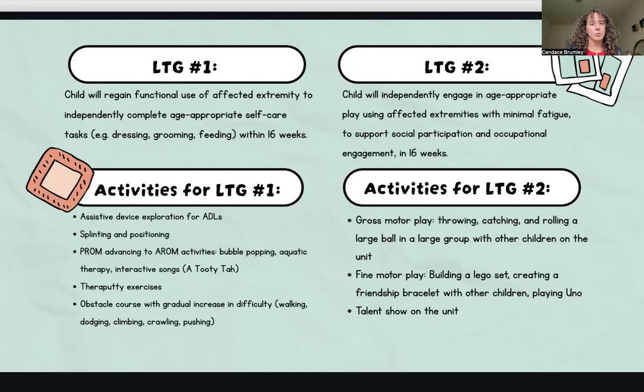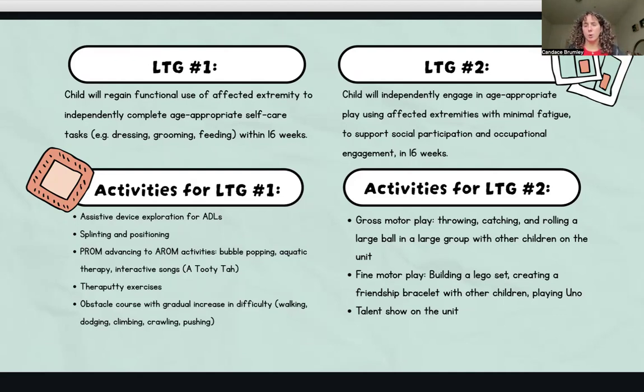So these are some examples of long-term and short-term goals. Long-term goal one: the child will regain functional use of affected extremity to independently complete age-appropriate self-care tasks within 16 weeks. Some activities for this could be assistive device exploration for ADLs that I spoke about before, splinting and positioning, passive range of motion at first, and then advancing to active range of motion activities like popping bubbles, aquatic therapy, interactive dance and songs, therapeutic exercises, and an obstacle course with a gradual increase in difficulty to get them moving.